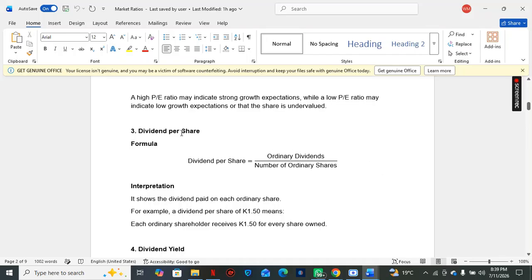Okay, next is dividend per share. How much each shareholder is getting as dividends, basically. It is the ordinary dividends, the money that's going to be paid to the ordinary shareholders, divided by the number of ordinary shares. So if we hear dividend per share is 1 kwacha 15 ngwe, it means if you own one share, the dividend that you're getting is 1 kwacha 15 ngwe.